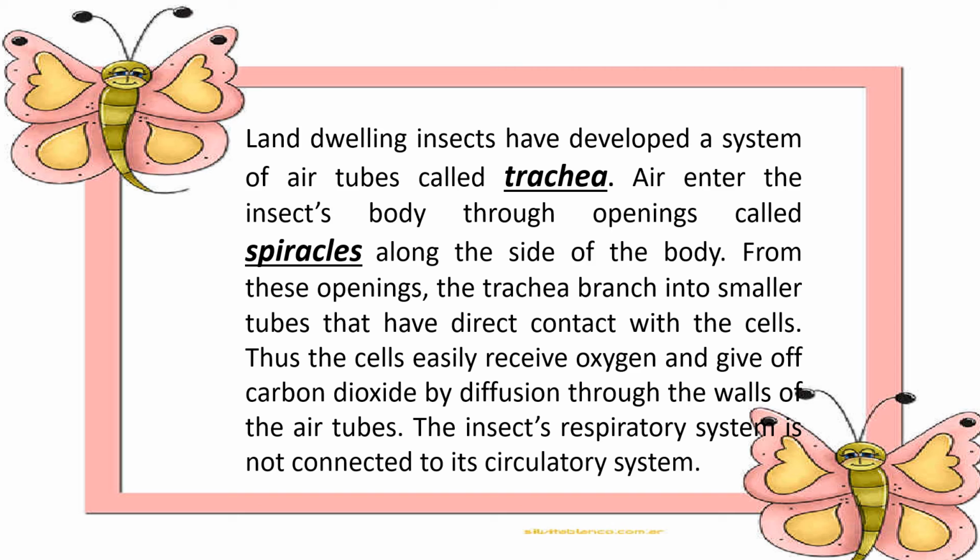So land-dwelling insects have developed a system of air tubes called the trachea. Air enters the insect's body through openings called the spiracles. Along the side of the body, from these openings, the trachea branch into smaller tubes that have direct contact with the cells. Thus the cells easily receive oxygen and give off carbon dioxide by diffusion through the walls of the air tubes. So the insect's respiratory system is not connected to its circulatory system.